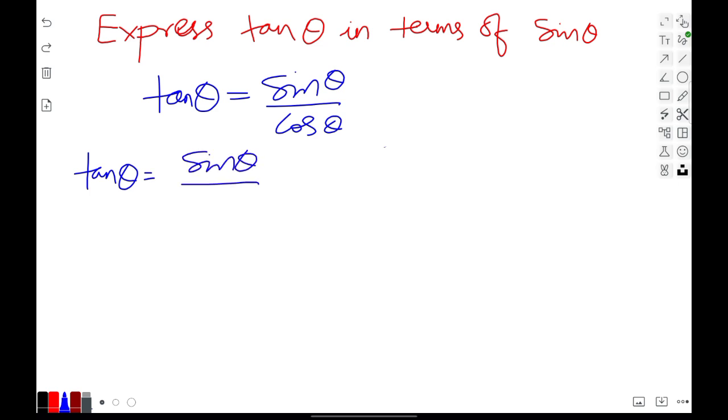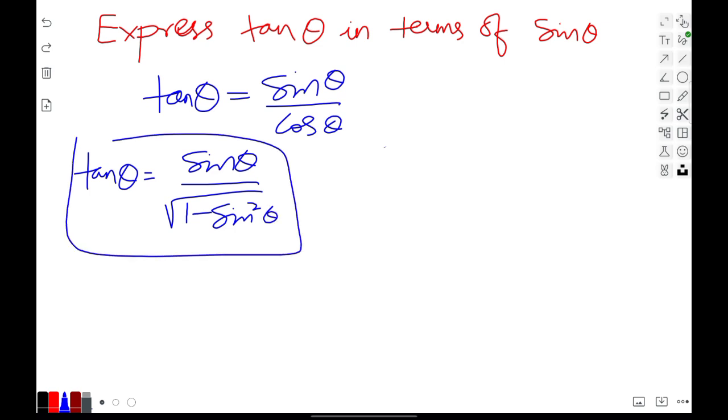So how do we convert cos in terms of sine? Can I write cos theta as under root 1 minus sine square theta? Therefore here we got tan theta in terms of sine theta, that is sine theta divided by under root 1 minus sine square theta. But how did we get cos theta as under root 1 minus sine square theta?